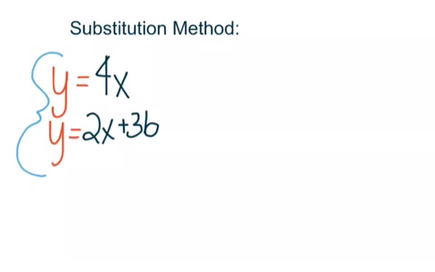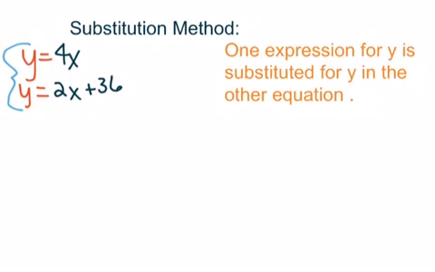Okay, the substitution method is where we have these two linear equations. So we have y equals 4x, and then we have y equals 2x plus 36. Over here on the right in the orange, I typed up just a little phrase for you to remember the substitution method. We're going to use one expression for y, and substitute it in for the other expression. So I'm going to take this y and substitute it in for that y. So now we have 4x equals 2x plus 36.